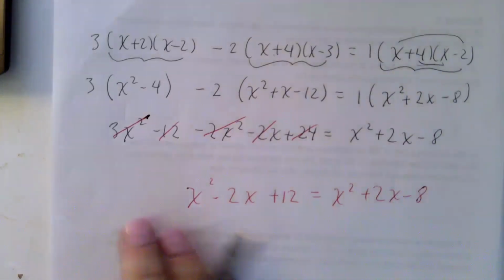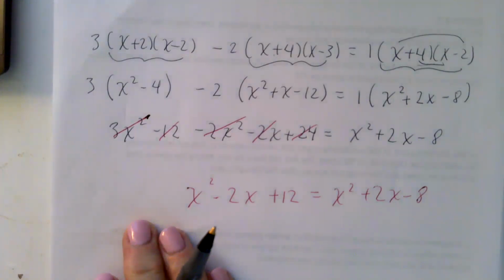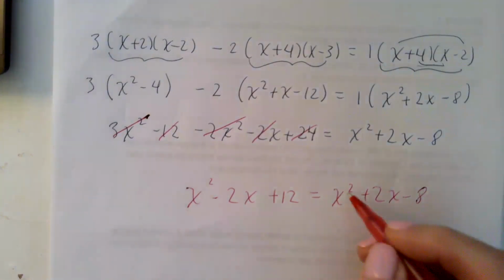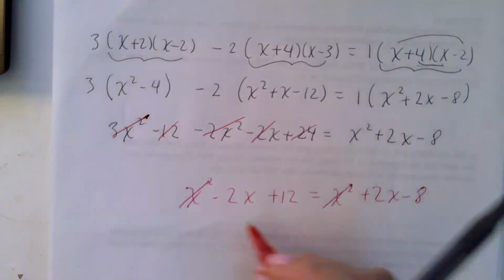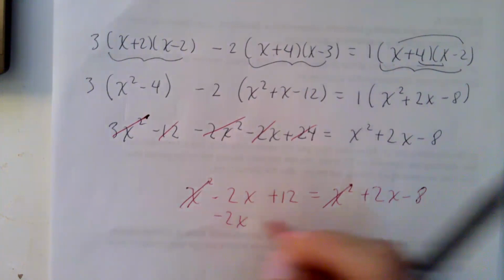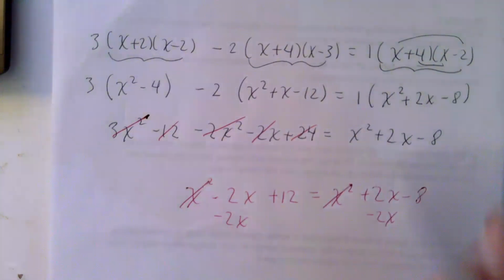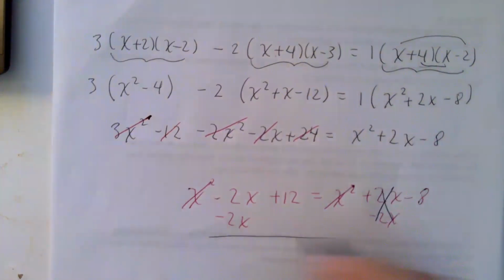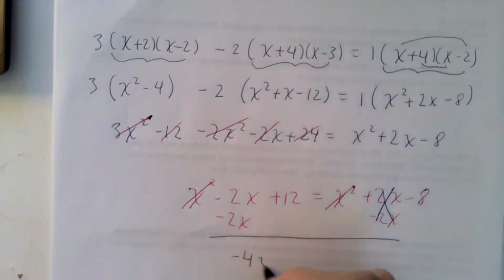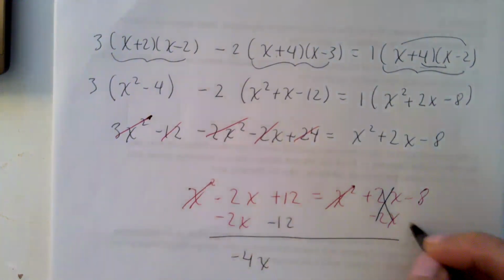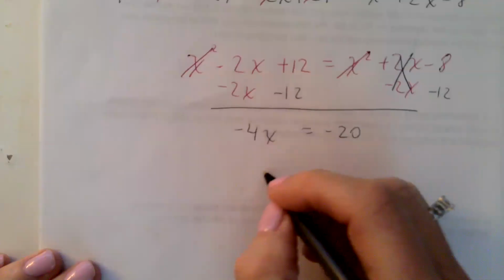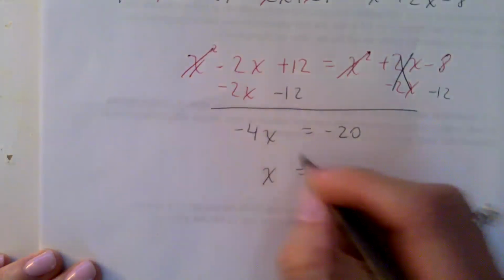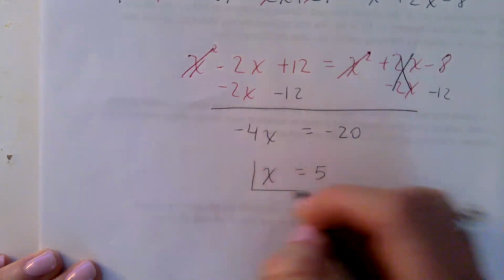So we need to get everything to one side. So when we do that, the x squares will cancel out. And I'm going to move my 2x over here. So those cancel. So we have a minus 4x, and then I'm going to subtract 12. Get our constants on the right. Then when we divide through by the negative 4, we get a positive 5.